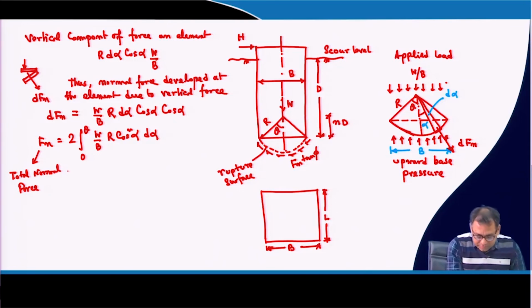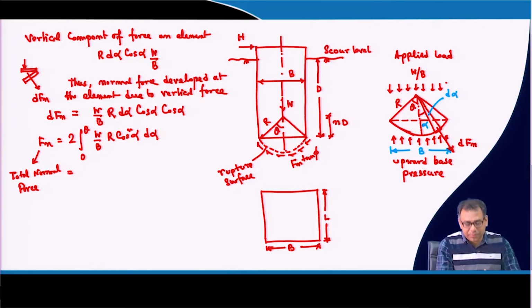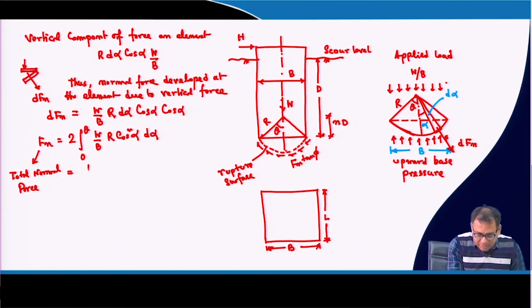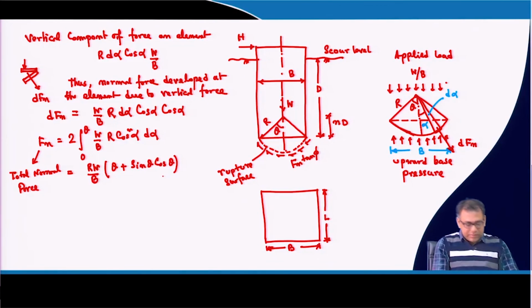Along the rupture surface, if I integrate this and put the limits, you will get R W by B into theta plus sin theta cos theta. This is the total normal force acting along the rupture surface, and if I multiply Fn with tan phi, then I will get the friction force acting along the rupture surface.